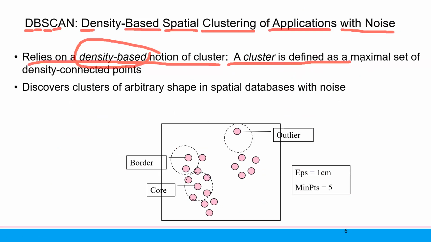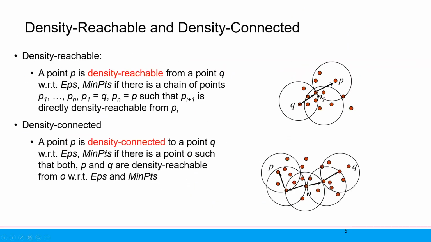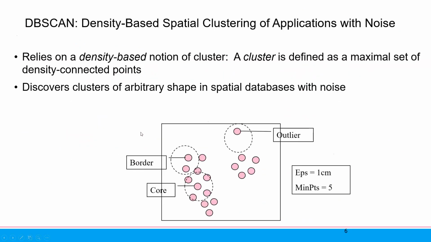A cluster is defined as a maximal set of density connected points. What are density connected points? These are density connected points. So if it is maximal, then we can create a cluster. And we can discover clusters of arbitrary shape in a spatial database with noise. So in this concept, we have three kinds of points.